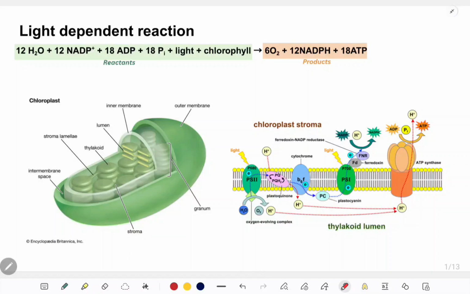We know that plants capture sunlight to produce energy-rich organic compounds through photosynthesis. But photosynthesis isn't just one reaction. It is a two-stage process.